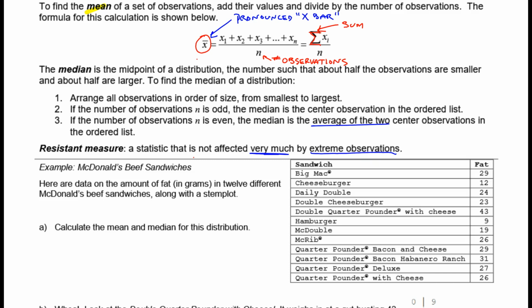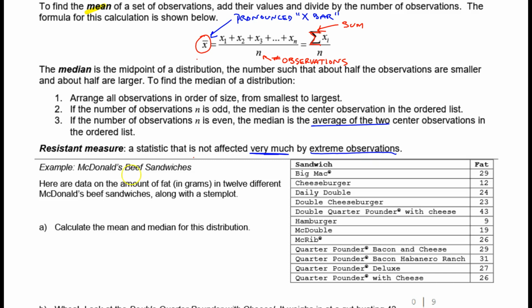Can't quantify that. We're just going to say that if we have two different statistics and one is affected more by extreme observations than the other, we'll say that that statistic is less resistant to extreme observations than the other statistic. And we'll see examples of that here shortly. Okay, let's jump right into an example now.